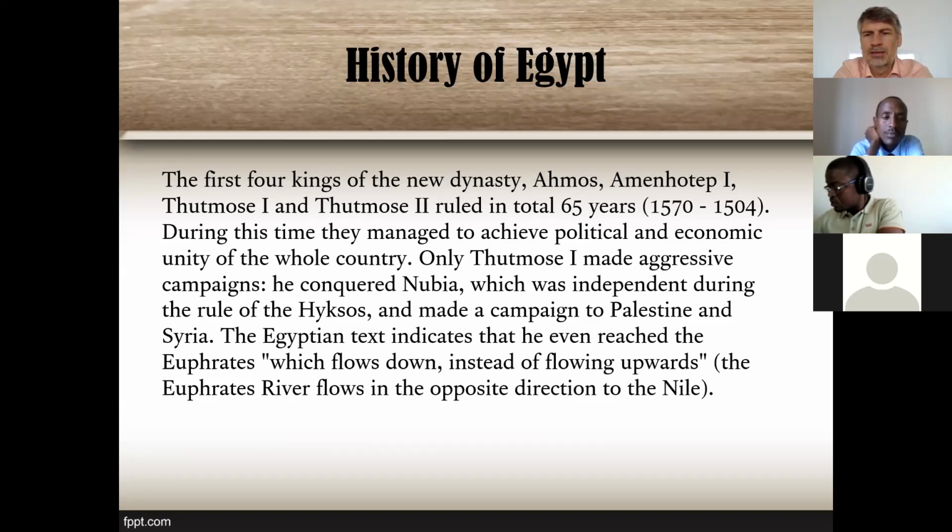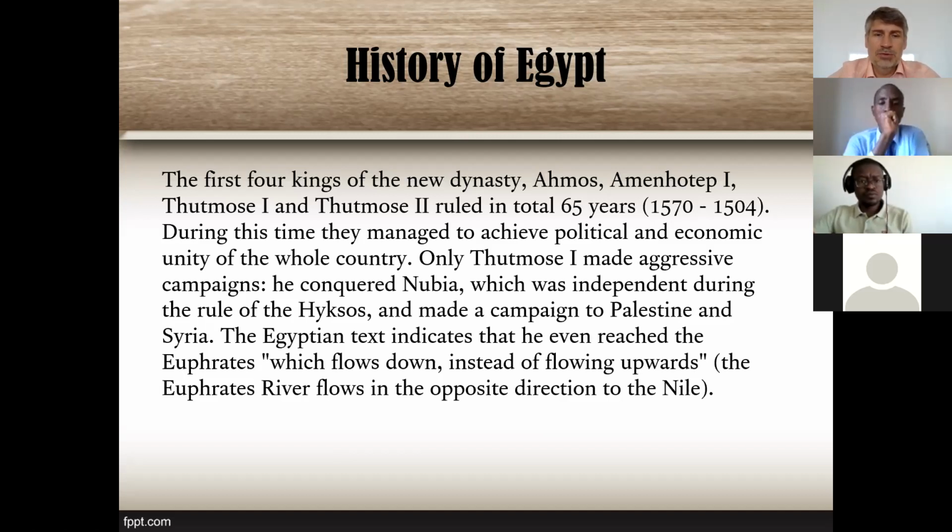So you see, they made some campaigns to Palestine and Syria, and they tried to conquer it. The Egyptian text indicates that he even reached the Euphrates, which flows down instead of flowing upwards. And yes, it's true. We can believe that he really went as far as Syria, because the origin of the Euphrates is exactly in Syria. So Thutmose I was a very famous pharaoh who made many campaigns.